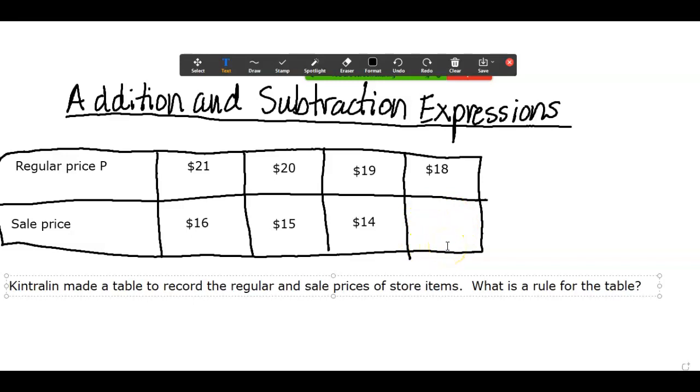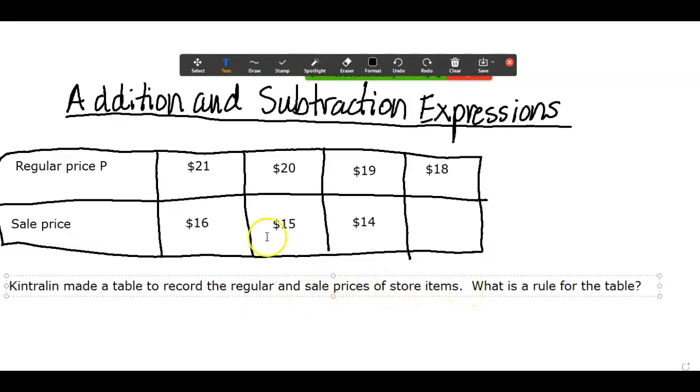A lot of times it depends on your personal preference. Some people want to find the rule first, some people want to find the missing part first. It really doesn't matter which one you do first because you have to do both of them and they're pretty interchangeable.